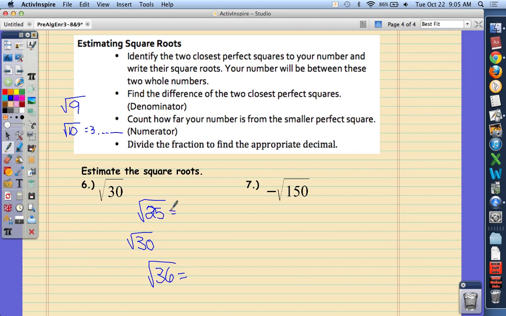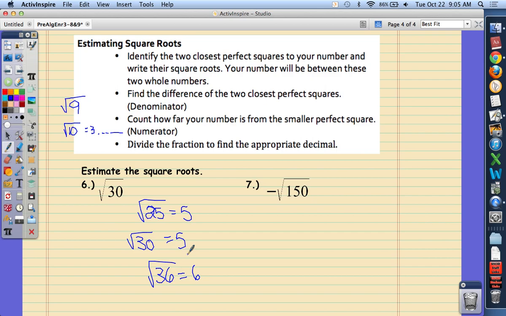Find those square roots. Your number will be in between these two whole numbers. So the square root of 25 is 5, and the square root of 36 is 6. Therefore, I know the square root of 30 is going to be 5 and something. I just have to figure out that something.